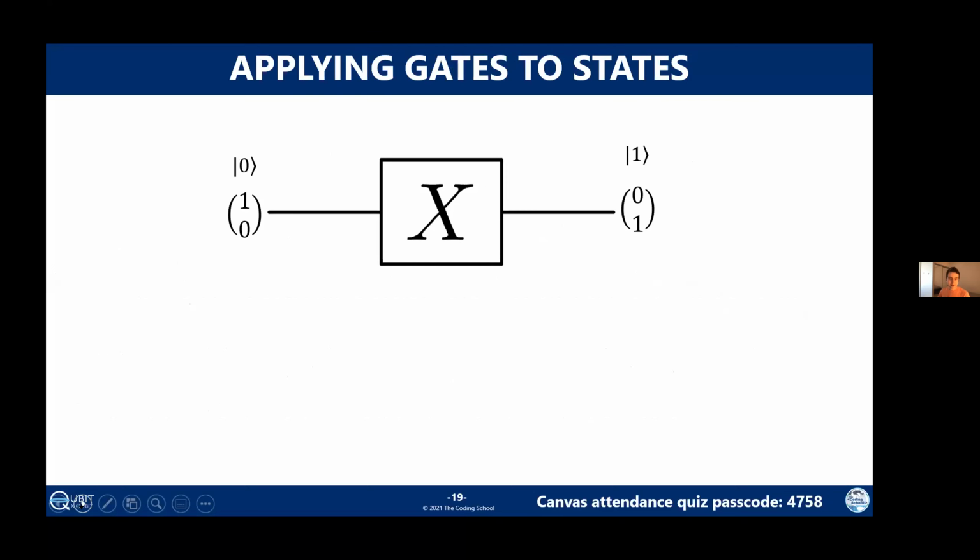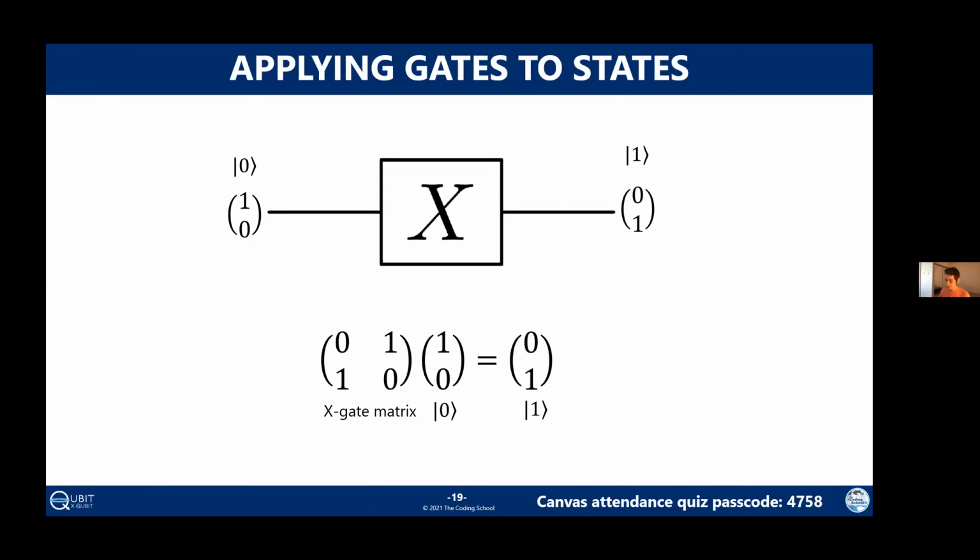So let's go back again and do a quick review. When we applied gates to states, we said that was the same as multiplying a matrix by a vector. So here I have ket 0. I pass it through the X gate, which as a reminder just flips it, so it becomes ket 1. And the way I show that in linear algebra is with matrix vector multiplication. This is our matrix representing the X gate, and these are our vectors representing ket 0 and ket 1. You can do this computation to figure out how the X gate affects a quantum state.